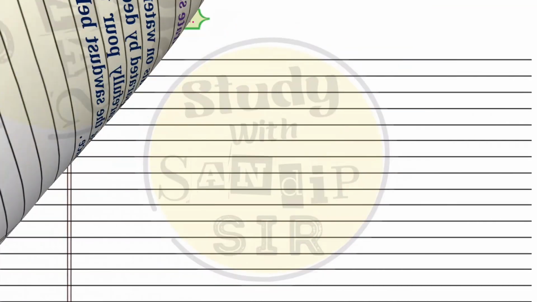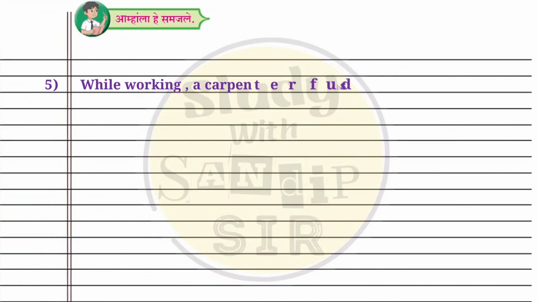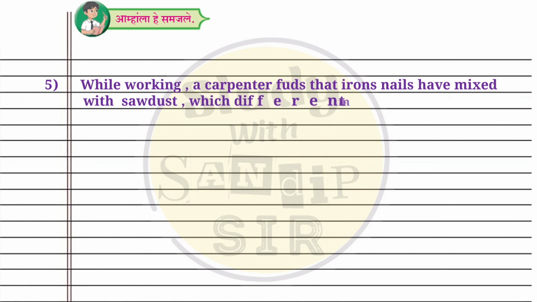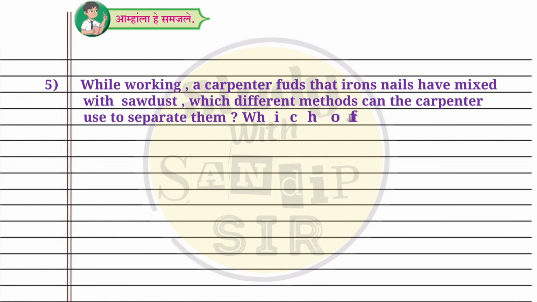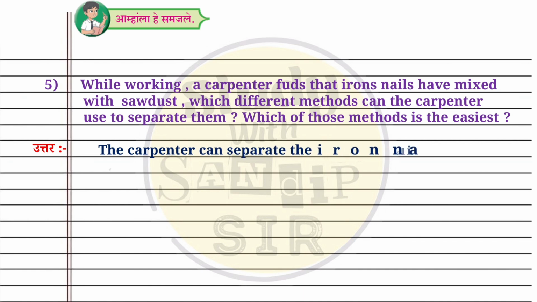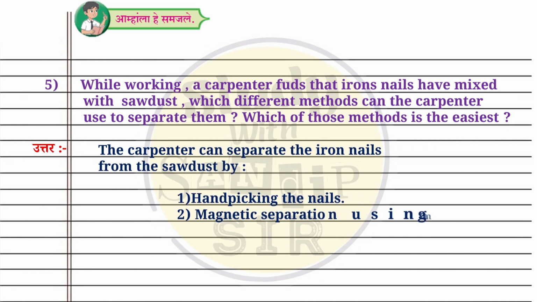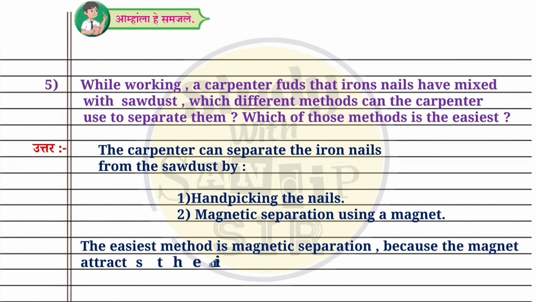Next question. Fifth, a carpenter finds that iron nails have mixed with the sawdust. Which different methods can the carpenter use to separate them? Which of those methods is the easiest? The answer: the carpenter can separate the iron nails from the sawdust by the following steps. First, hand picking the nails. Second, magnetic separation using a magnet. The easiest method is magnetic separation because the magnet attracts the iron nails quickly, leaving the sawdust behind.